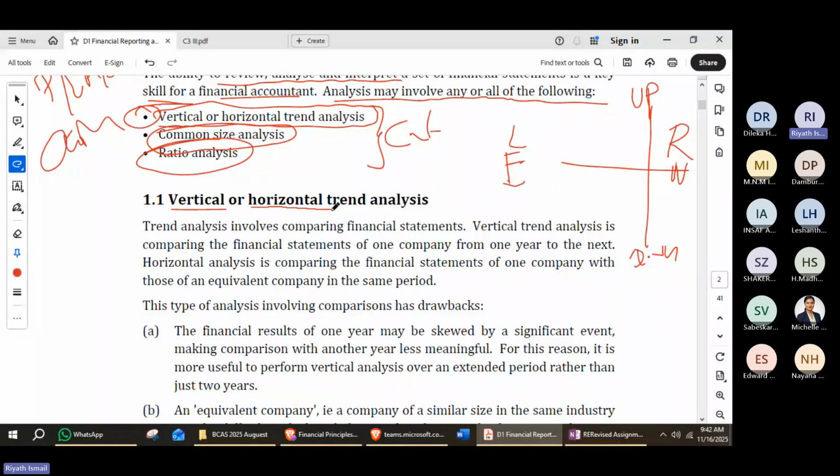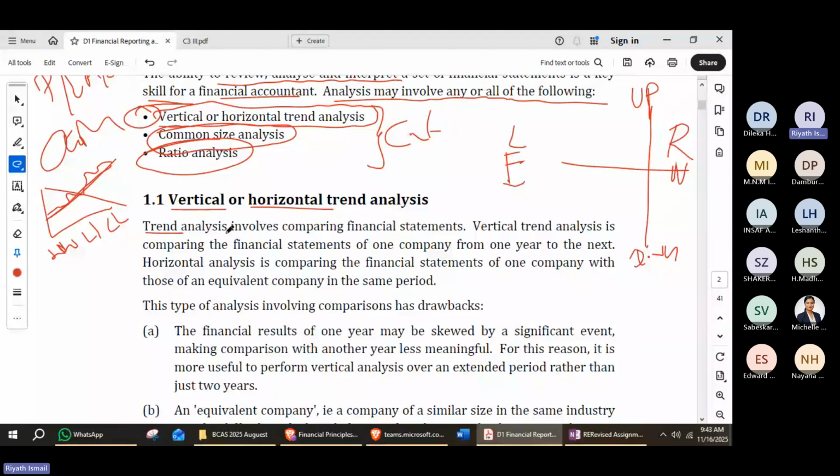Vertical or horizontal trend analysis, which is best? So how do we apply this? Trend analysis, right? Trend means throughout the period, 2020, 21, 22, like that. How the sales go on, sales. This is trend analysis, increasing trend or decreasing trend.